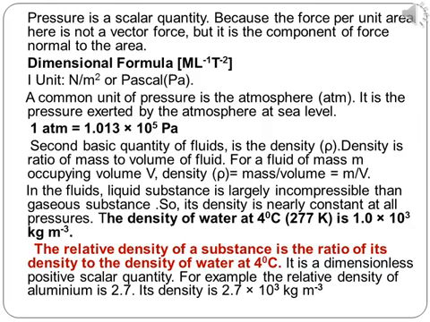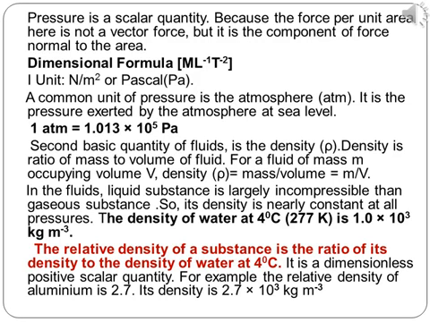What is density of fluid? It is the ratio of mass to volume of fluid. For a fluid of mass m occupying volume v, the density rho is equal to mass divided by volume, which is equal to m by v. In the fluids, liquid substance is largely incompressible compared to gaseous substance, so its density is nearly constant at all pressures.